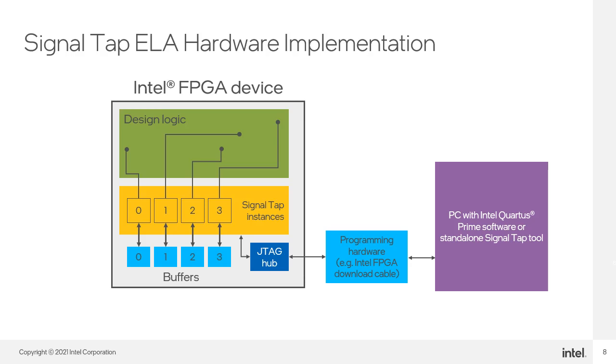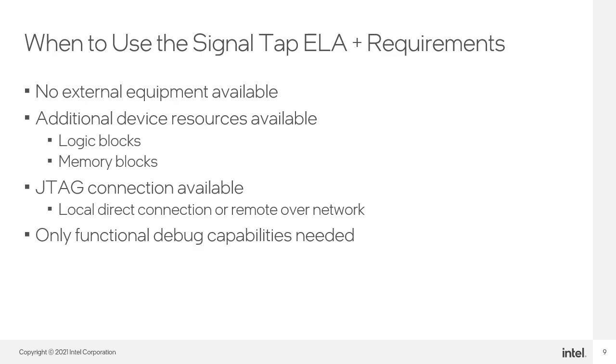The JTAG connection programs the device as well as controls the operation of the SignalTap instances after device programming. After data is captured and stored in the logic analyzer's memory buffer, the data is transferred to the PC for analysis over the same JTAG connection. Based on how the logic analyzer works and how it is implemented, it's easy to see when you might want to use it and when you actually can use it.